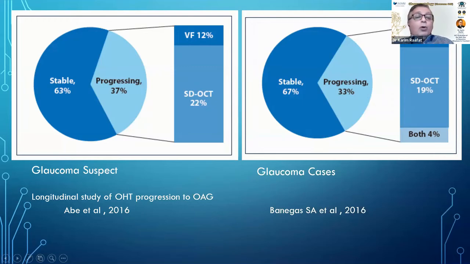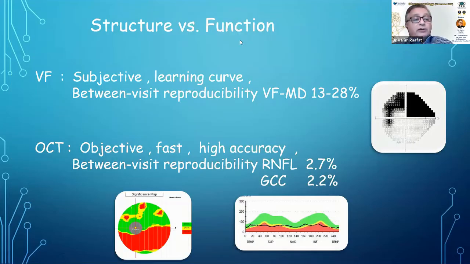So why is that? If we compare structure versus function, we found that the visual field is subjective, depending mainly on the patient responses. It has a learning curve. And studies have shown us that the between-visit reproducibility for the mean deviation, for example, is not small. It's about 13 to 28%, while OCT is objective, fast, with high accuracy. The between-visit reproducibility with the nerve fiber layer is only 2.7%, with the ganglion cells only 2.2%. It's much higher reproducibility than the visual field defects.